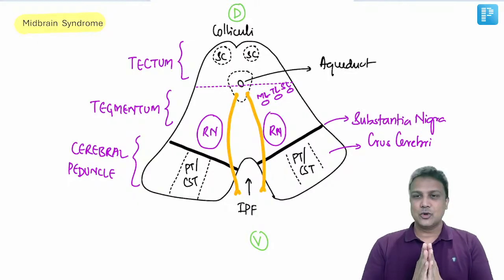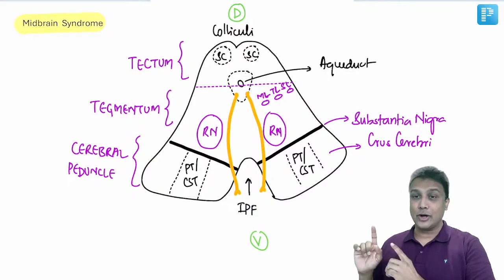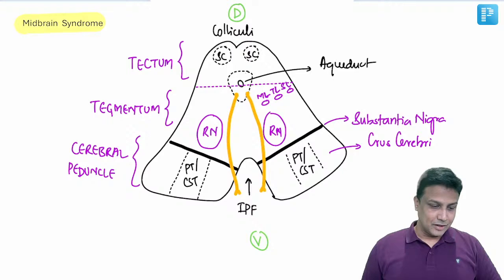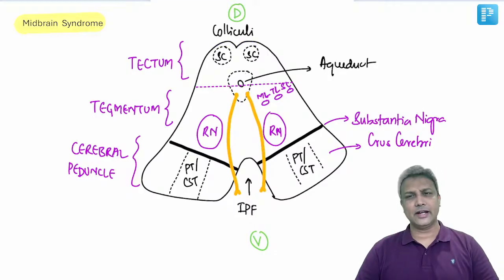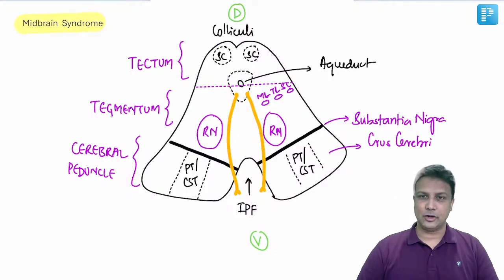Okay. So now, first of all, let me show you here the transverse section of the midbrain. In the transverse section of the midbrain, ventrally there will be a depression, which is nothing but the interpeduncular fossa, and dorsally you'll be having the colliculi. This time we are taking the section at the level of the superior colliculus.